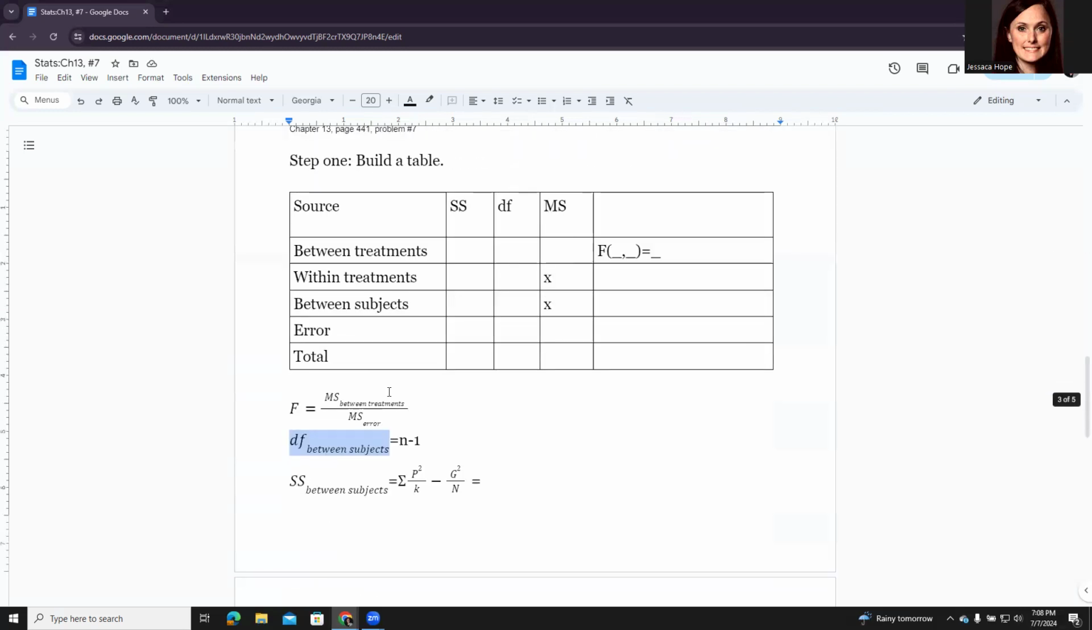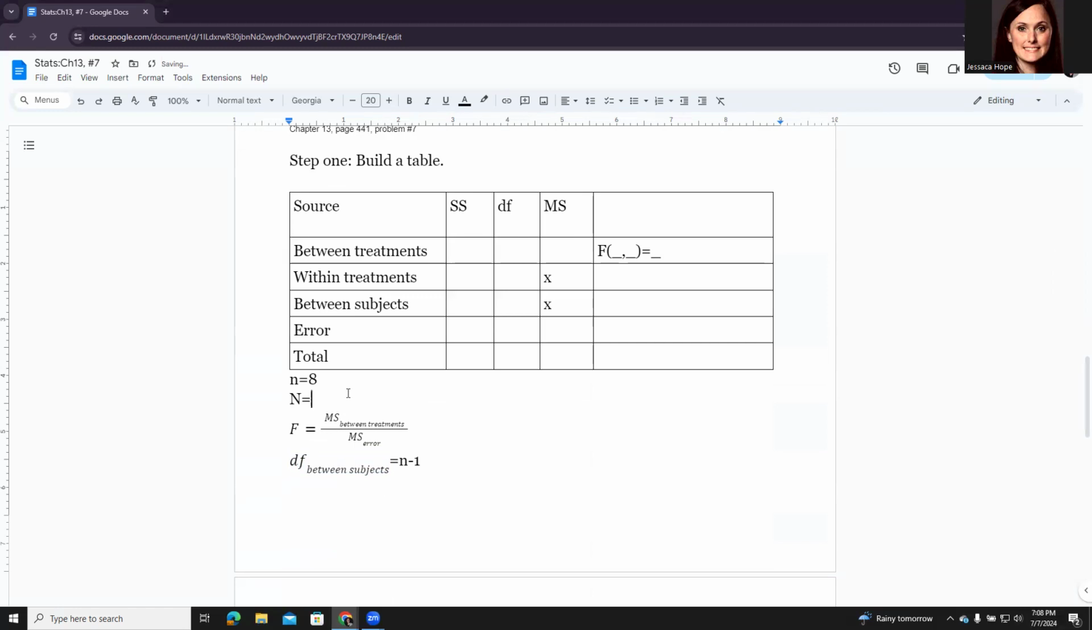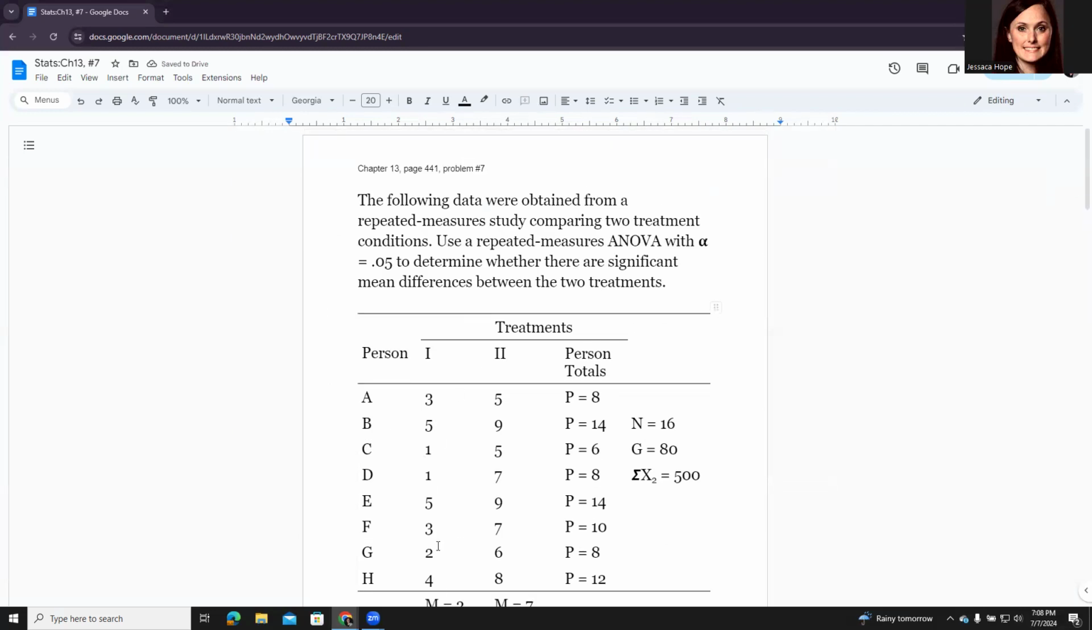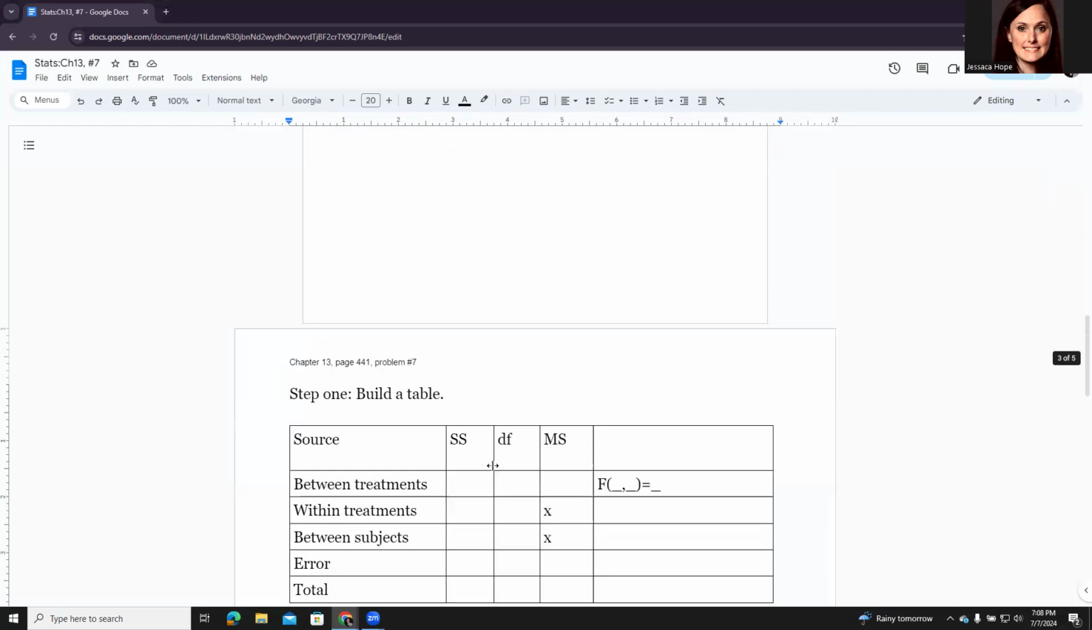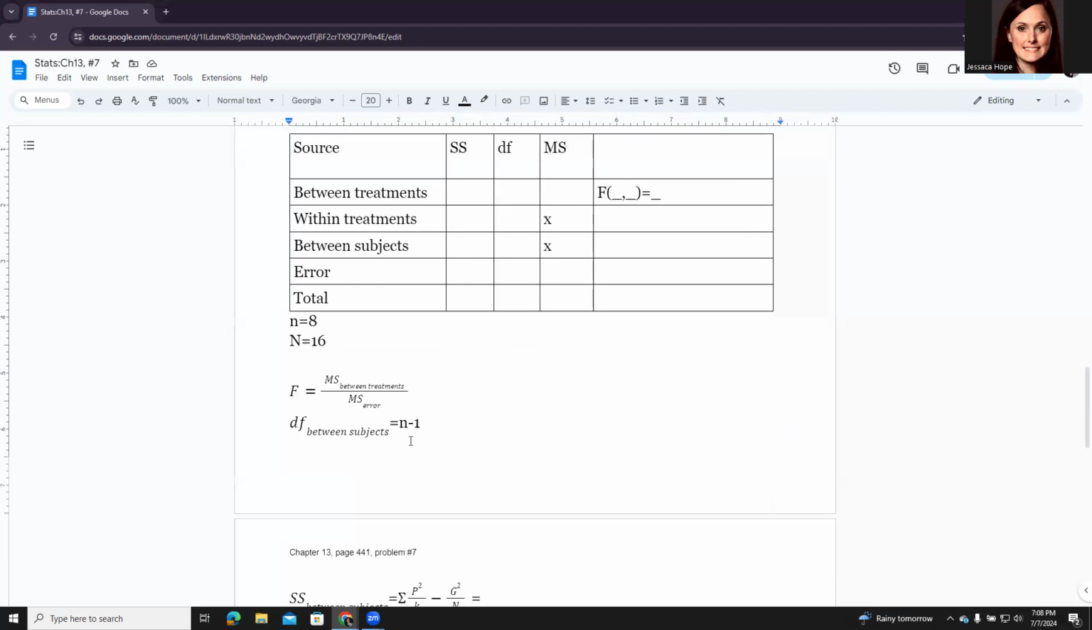So we're going to go ahead and write this in here just so we won't forget. n equals 8. Big N equals 16. Now you all understand how we got that. It's because there's 8 within a treatment, 16 total. If there was a third treatment here with 8 more, it would be 24. So we know that degrees of freedom between subjects is n minus 1, so it's 8 minus 1 equals 7. So degrees of freedom between subjects is 7. And we can put that in this box.